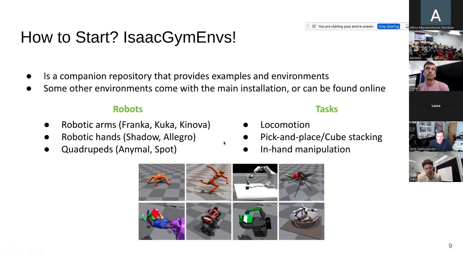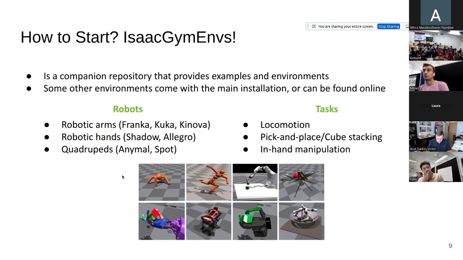But actually, if you search the web, you will find other types of robots and things that people have shared on GitHub, for example. And then it also has different types of tasks. So, for example, for quadrupeds, it's very geared towards locomotion. But with arms, they have different types of object manipulation, pick and placing, stacking, and manipulating cubes inside the hand.